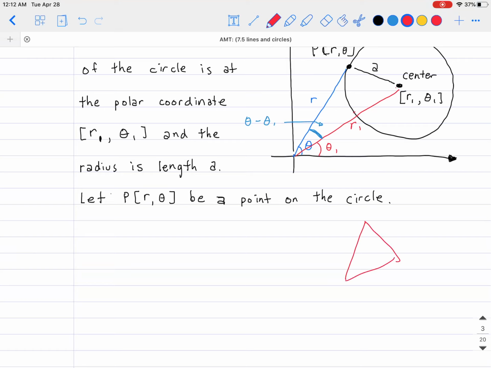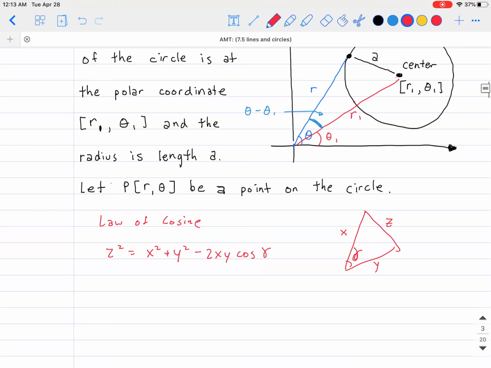It says that if you have a triangle, and let's say this side is x, this is y, and this is z, and this angle is, I guess, theta, or actually, let's not use theta right here. Let's use a different variable, gamma, for example, just so we don't get it mixed up. The law of cosines says the following: z squared is equal to x squared plus y squared minus 2 times x times y times the cosine of angle gamma.